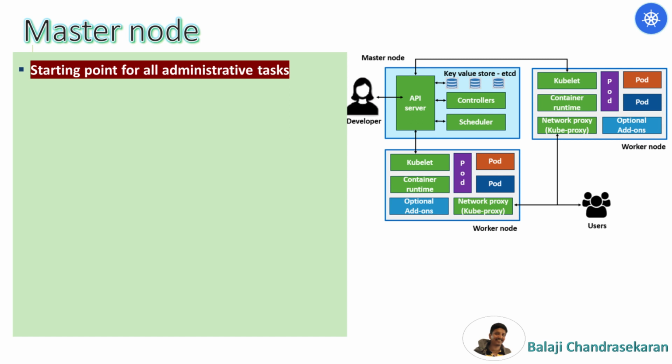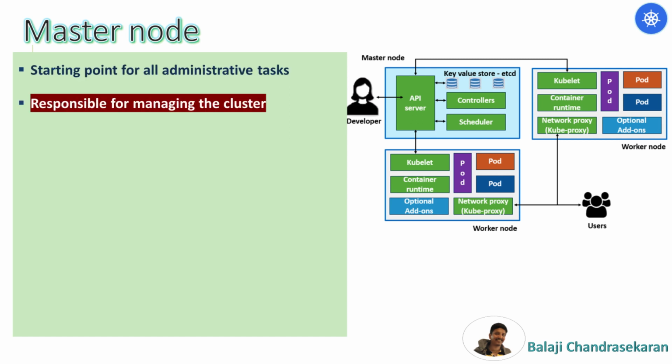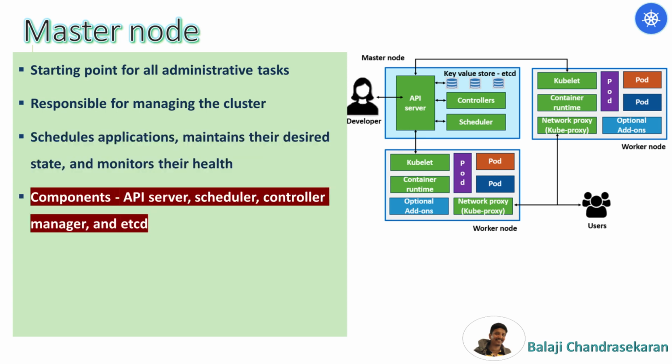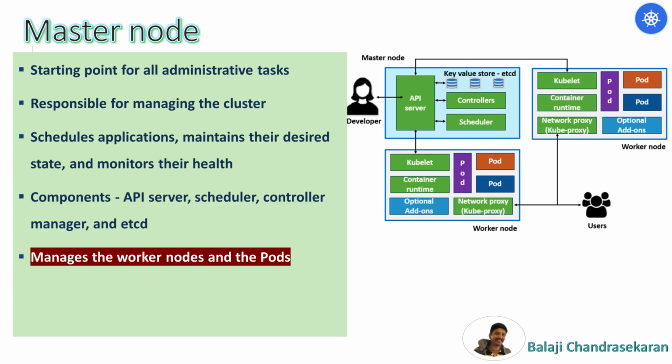Master node or the control plane is the starting point for all administrative tasks. The master node is responsible for managing the cluster. It schedules applications, maintains their desired state, and monitors their health. It consists of several components, including the API server, scheduler, controller-manager, and etcd. The control plane manages the worker nodes and the pods in the cluster.